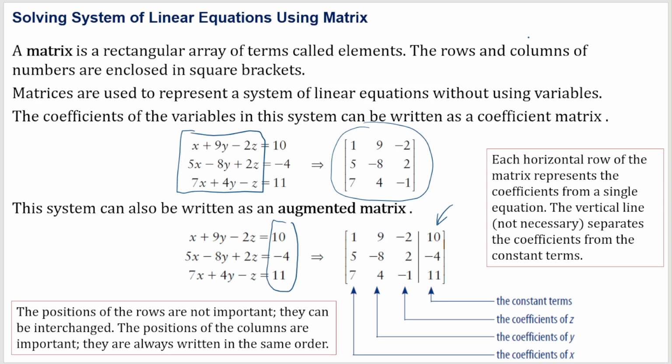So each horizontal row of the matrix represents the coefficients from a single equation. The vertical line, well, not necessarily, separates the coefficients from the constant term. So you don't have to write this line here, okay? The positions of the rows are not important. They can be interchanged. The positions of the columns are important though, because they correspond to the three variables x, y, z in order, right? They're always written in the same order. You see that?